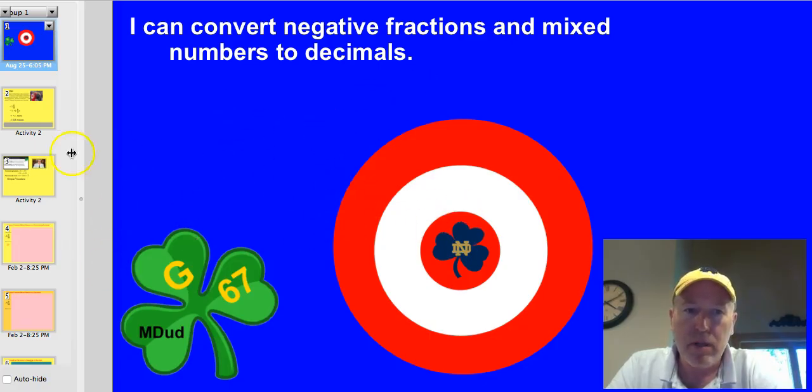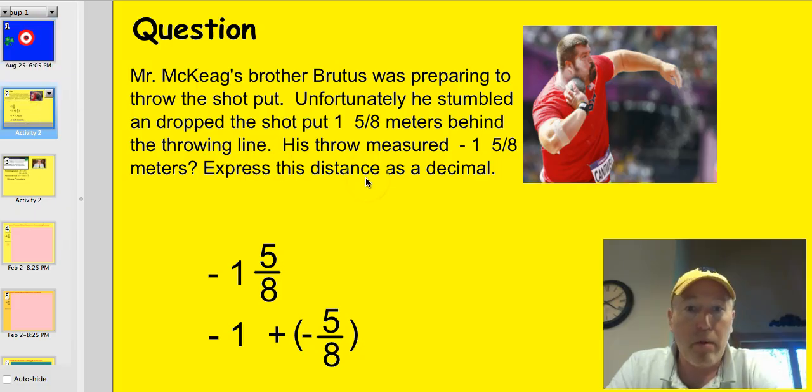Let's do this thing. Mr. McCaig's brother, Brutus, was preparing to throw the shot put. Unfortunately, he stumbled and dropped the shot put 1 5/8 meters behind the throwing line. His throw measured a negative 1 5/8 meters. Express this distance as a decimal.